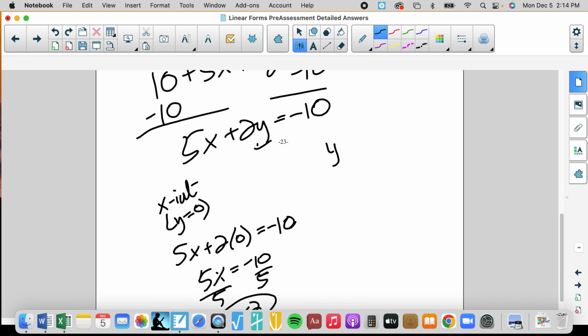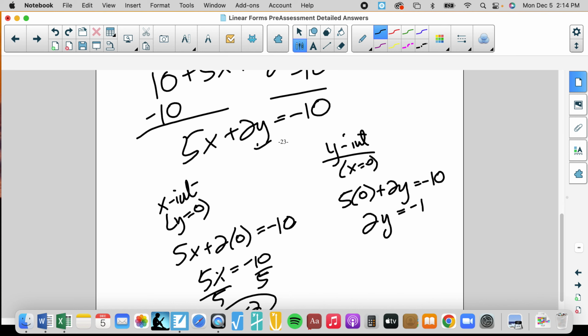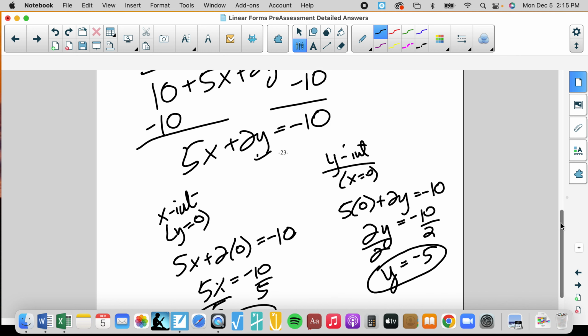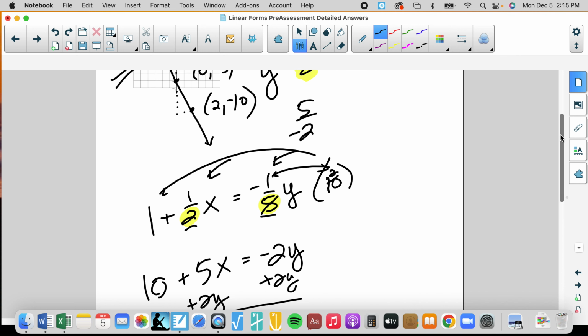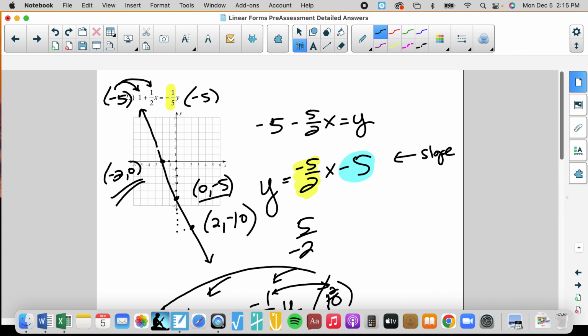Now if I wanted to find my y-intercept, I'm going to plug 0 in for x. So 5 times 0 plus 2y equals negative 10. That leaves me with 2y equals negative 10. Divide by 2, divide by 2. Y equals negative 5. Was my y-intercept negative 5? Let's check it out. My y-intercept was negative 5. So if you did standard form, you're going to get those two values. Good?